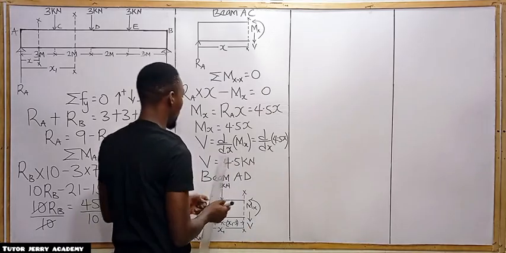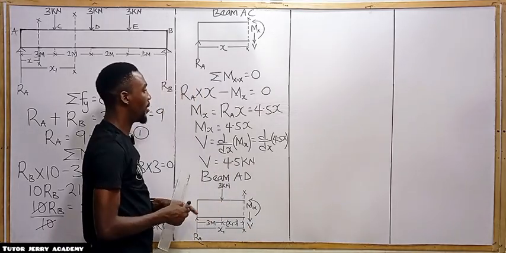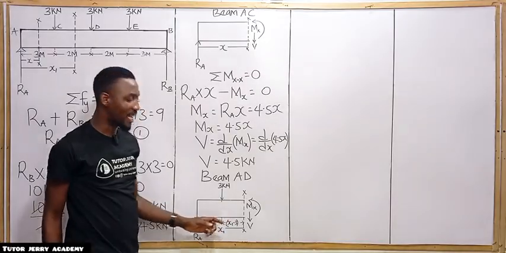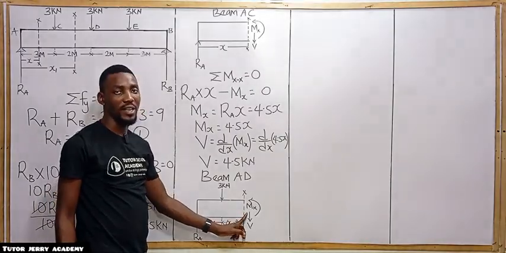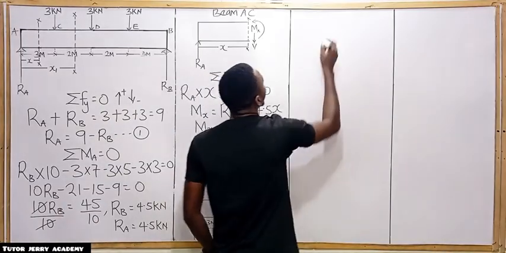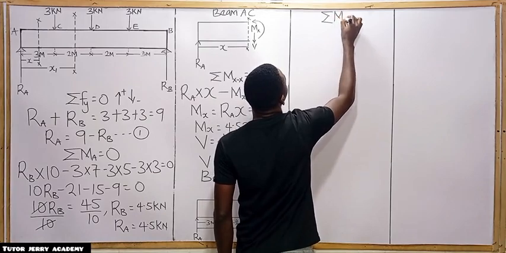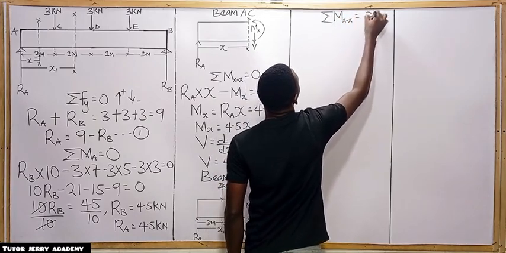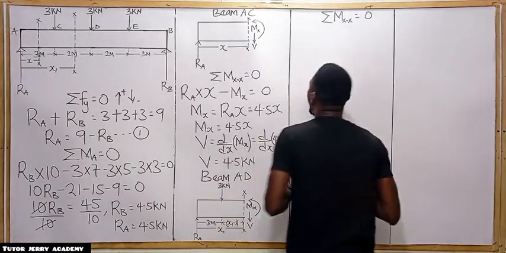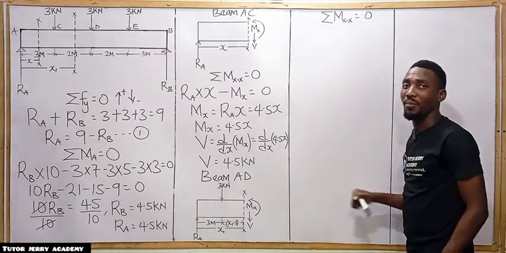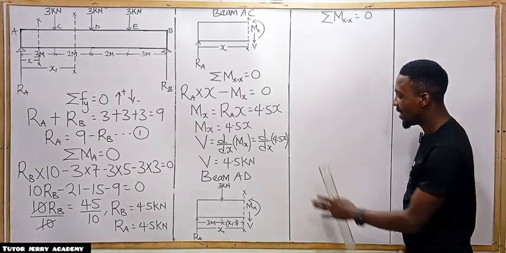All right. So now, the next thing we are going to do is take our moment about this section part. So we are going to have the summation of moments about section SS equals 0. Upward force is still positive, downward force is negative.